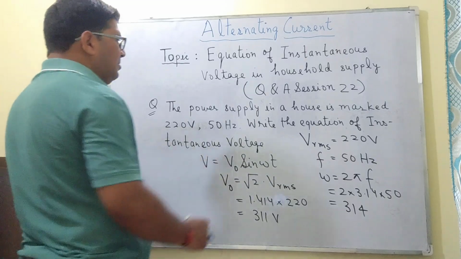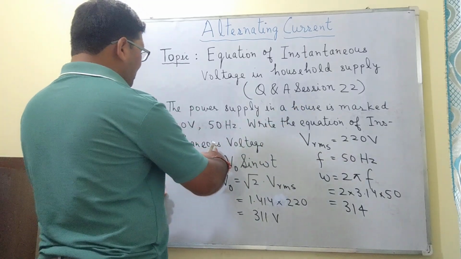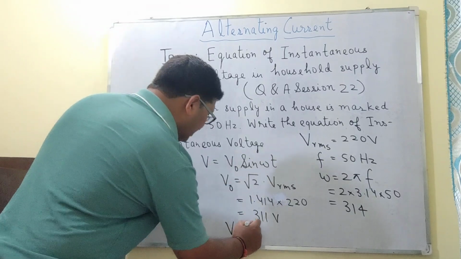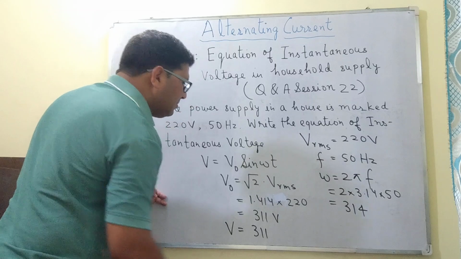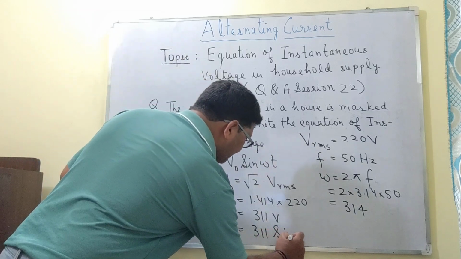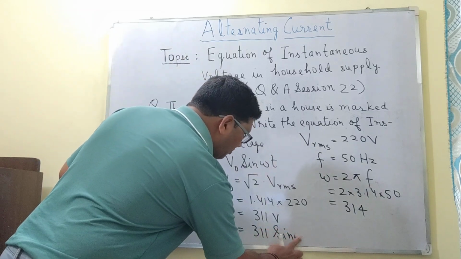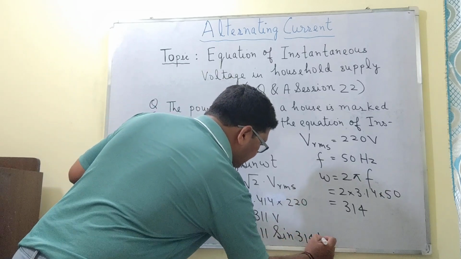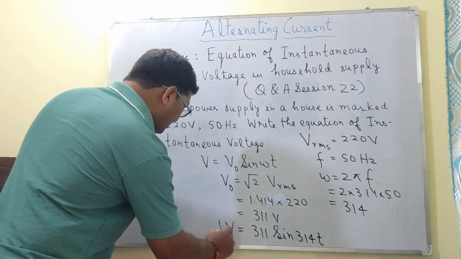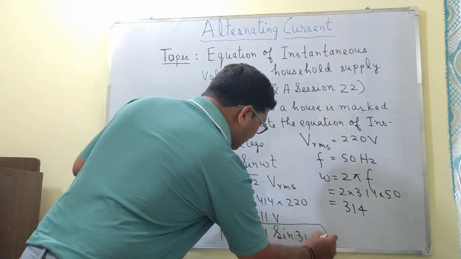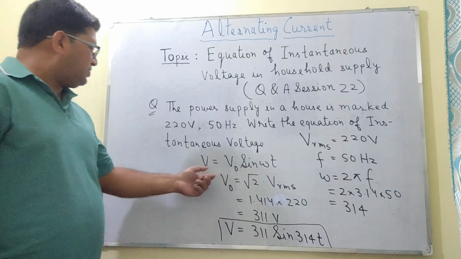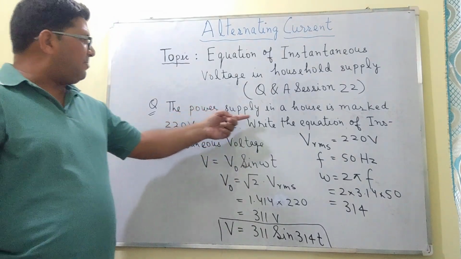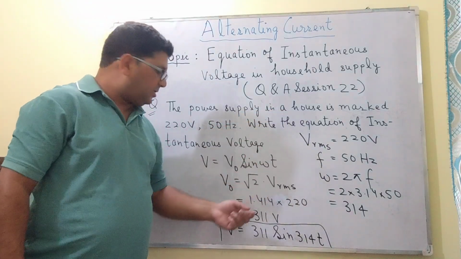So the equation of instantaneous voltage will be, that is V will be equal to V naught, which is 311 sin omega t. Now here omega is equal to 314 into t. So this is the equation of instantaneous voltage of the power supply in a house.